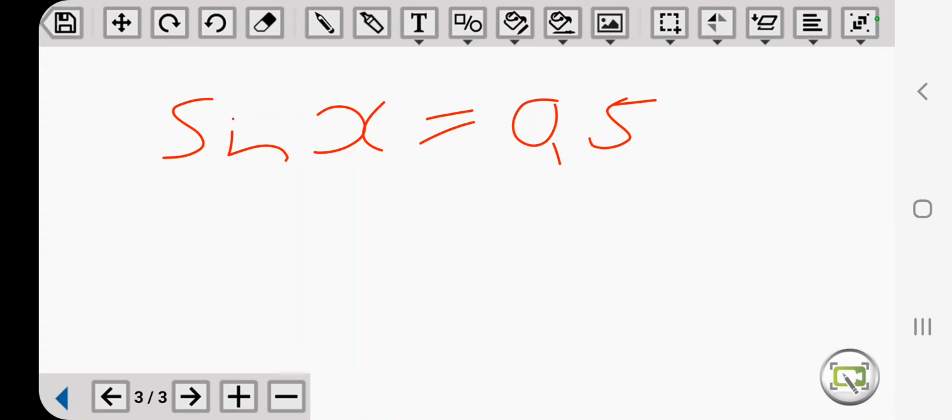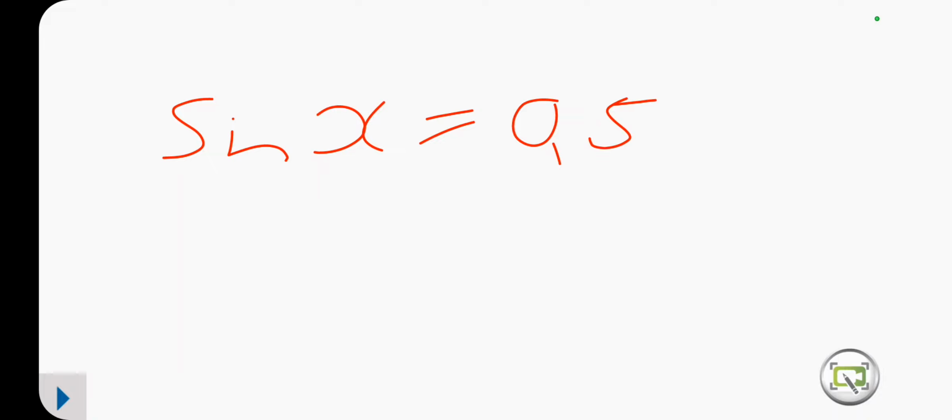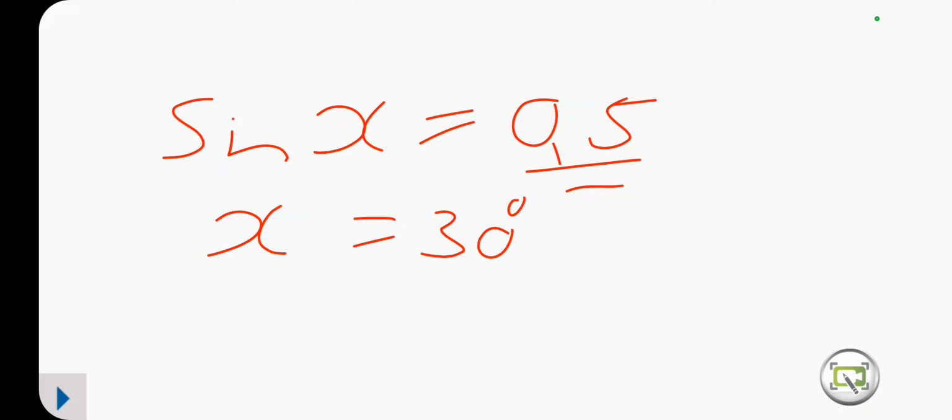Now what you do is you can either go to your special triangles if it is in such a way, but in this case we only have 0.5 and not a normal fraction as it is in your special triangles. So we can go to our calculator and use shift or second function sine of 0.5 to get the angle value. So the reference angle in this case will be 30 degrees.